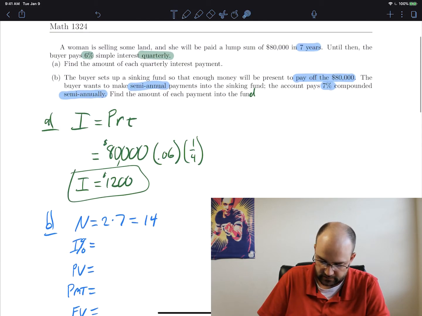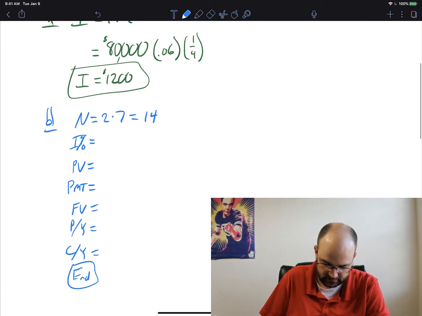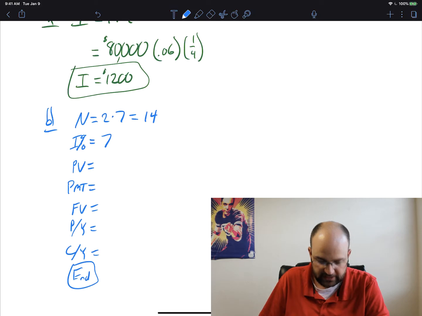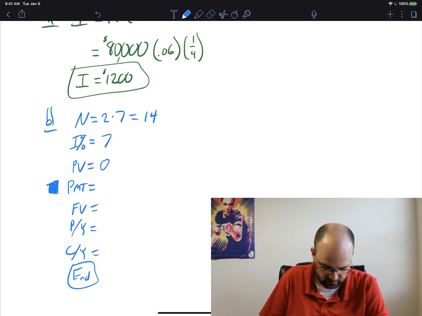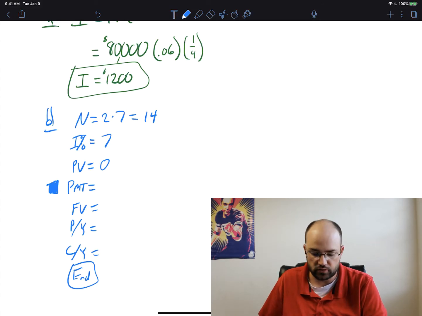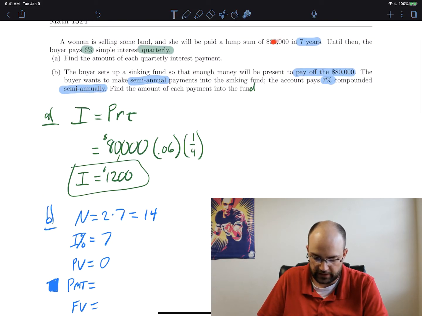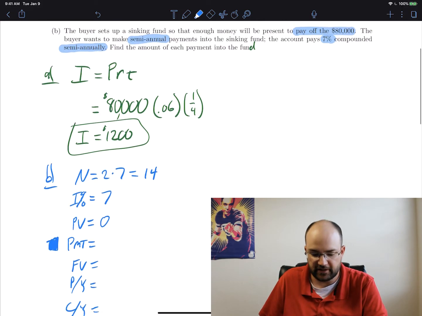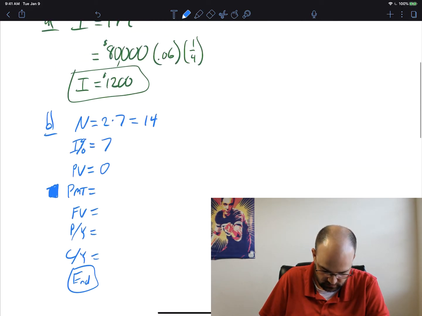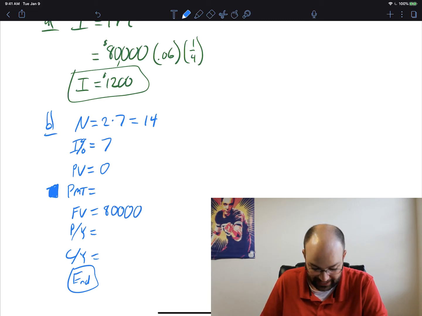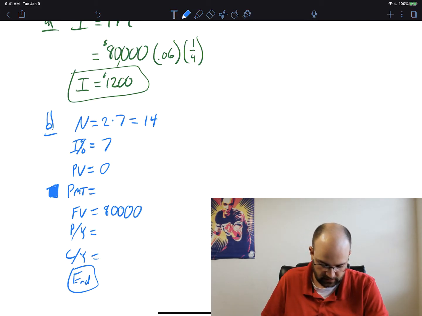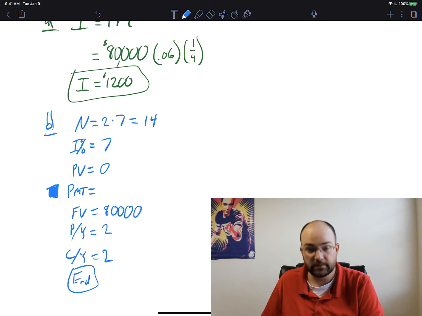The interest rate is right here, 7%. So make sure it's the whole number 7. PV, there's nothing in the account right now, so it's just going to be 0. PMT, we don't know. That's actually what we want to figure out. The FV, the future value, will be the value of the land, which means we need to pay off that $80,000. So we want to have $80,000 in the 7 years. P/Y and C/Y will be 2, and then we just type this in.